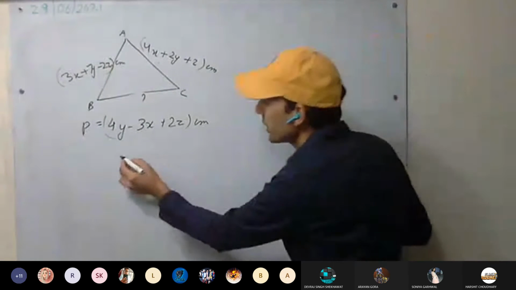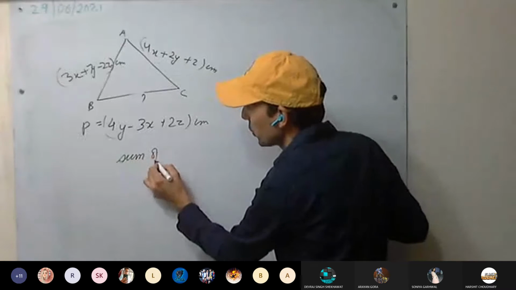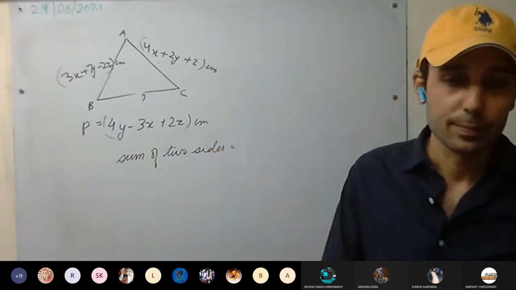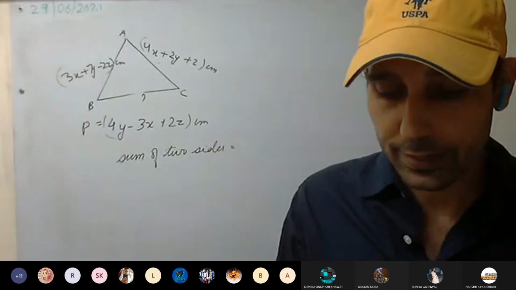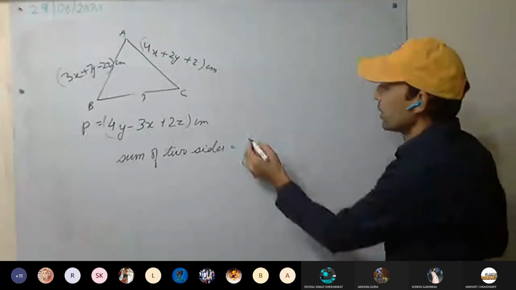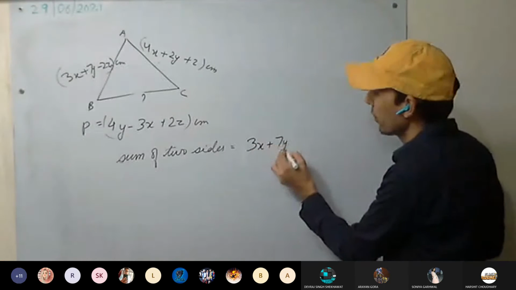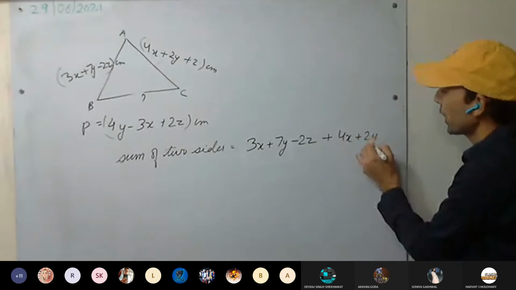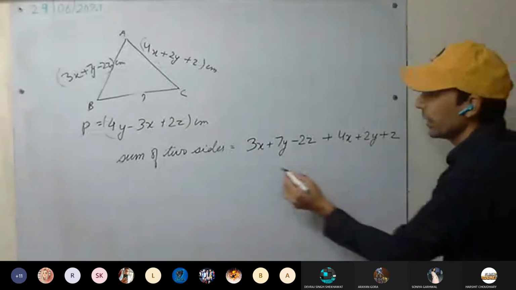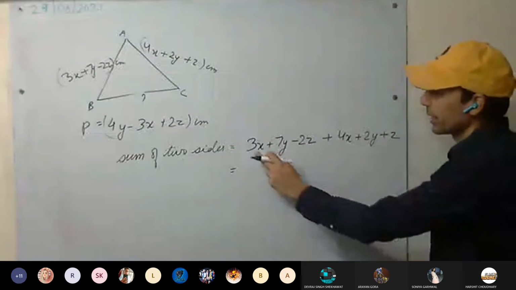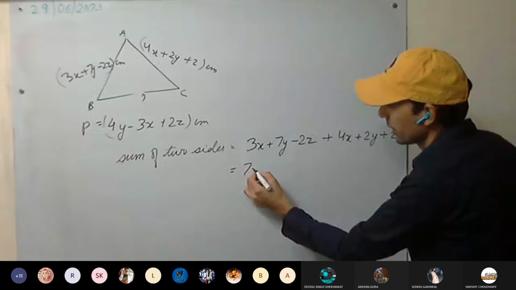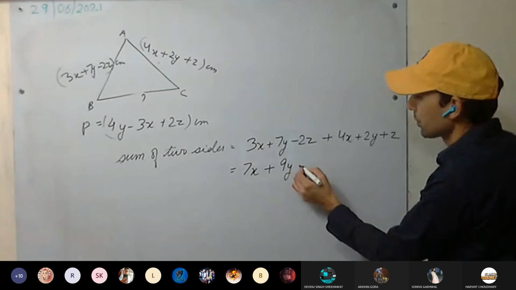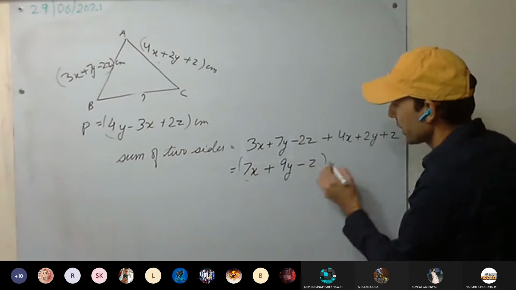First we'll write the sum of two sides. Everyone calculate the sum of two sides. 3x plus 7y minus 2z plus 4x plus 2y plus z. Centimeter we'll put afterwards. 3x plus 4x, 7x. 7y plus 2y, 9y. And it is minus z centimeters.